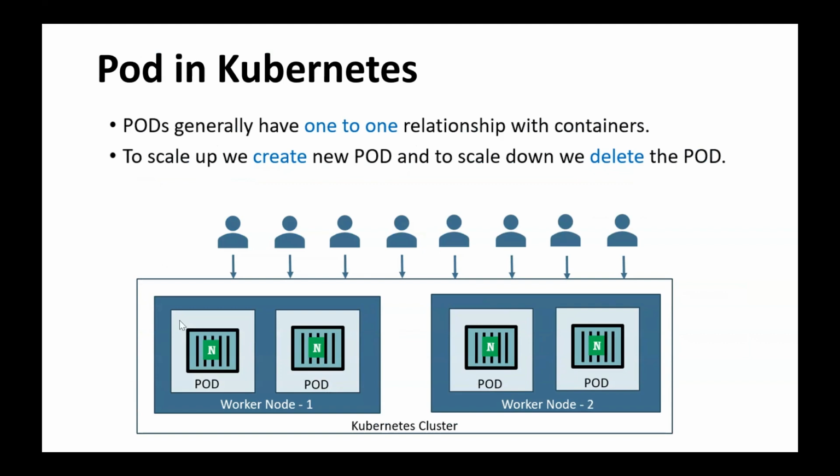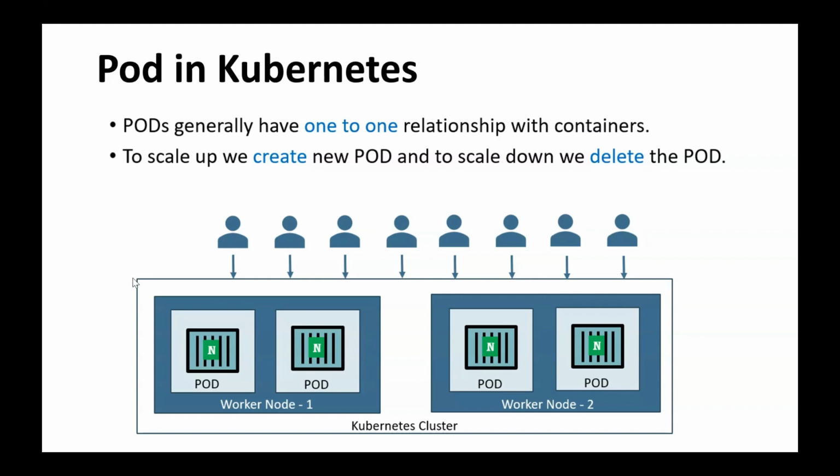Okay, a pod generally has a one-to-one relationship with containers. So if you have one Docker image, you will be deploying that image inside one pod. In most cases we deploy one container into one pod. But if you have some requirement to deploy multiple containers in a single pod, you can do that as well. Okay. To scale up, we create a new pod, and to scale down, we delete the pod.